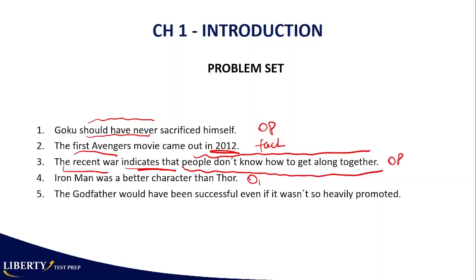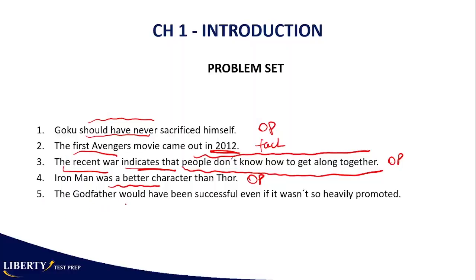Number 4, Iron Man was a better character than Thor. That's of course an opinion. Why? Because you cannot prove that A is better than B. You can prove that A is faster than B. Yes. You can prove that A is taller than B. Yes. But you cannot prove that one is better than the other, because better in terms of what? How are you going to measure who's better than the other one? So that's an opinion.